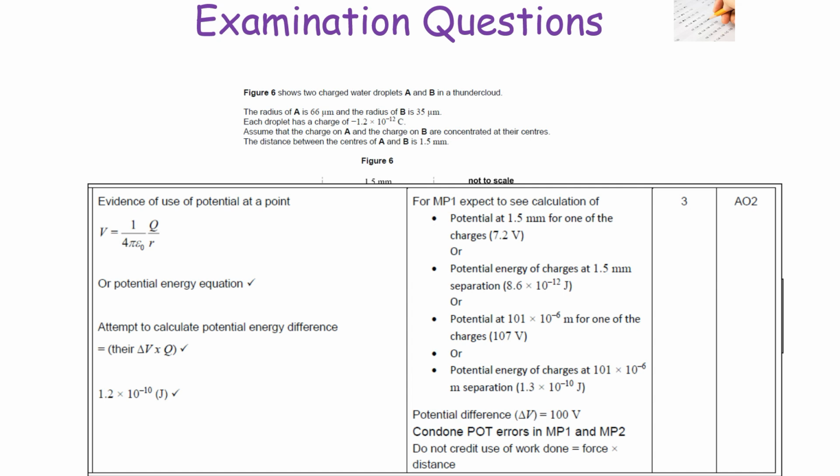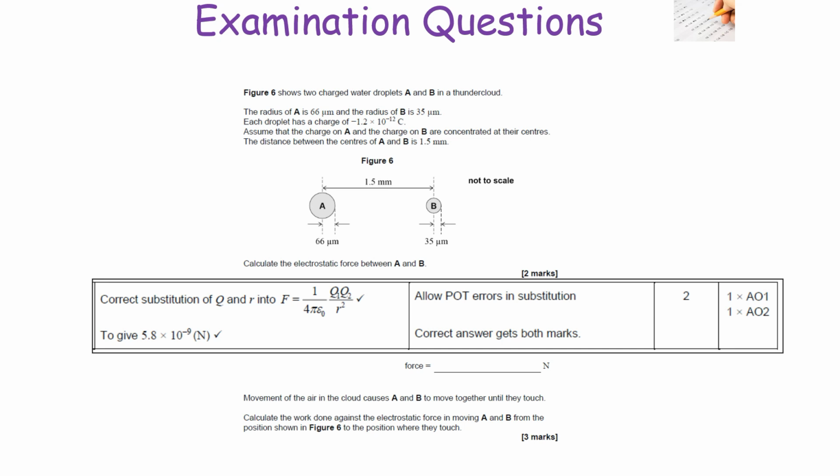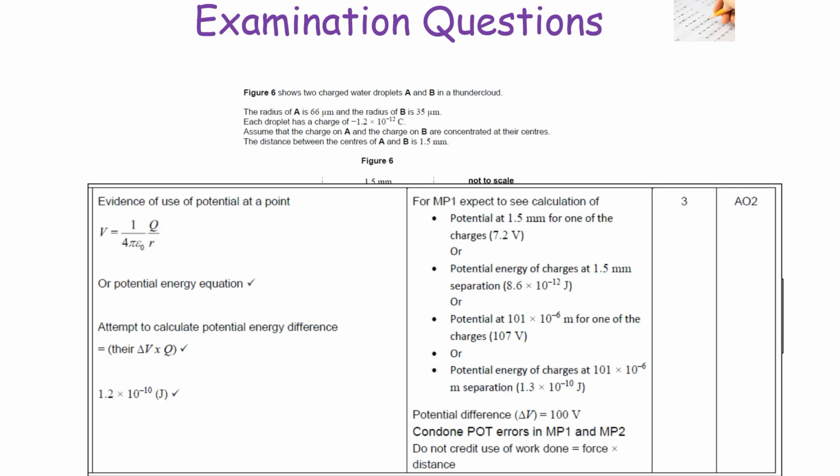So just to clarify, why do we get the potential at 1.5 millimeters and why at 101 times 10 to the minus 6 meters? Well, if you look through here, you can see that the distance is 1.5 millimeters in that particular question, and then we're calculating the work done from that position to where they touch, so we're looking at the difference between the two of them. So when they're touching, the centers are 66 micrometers and 35 micrometers apart, so therefore you can work out what the distance is at that point, and that's the difference between the two of them.